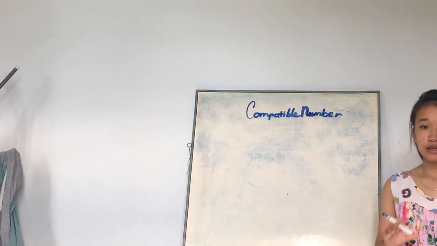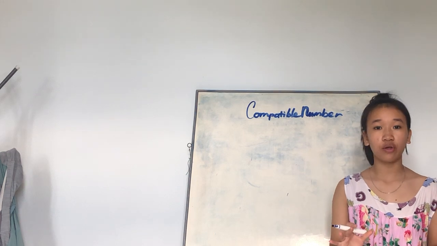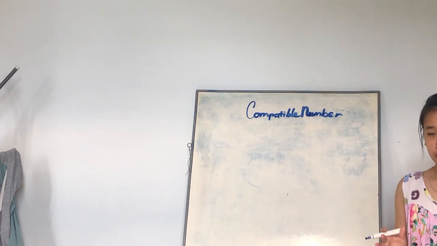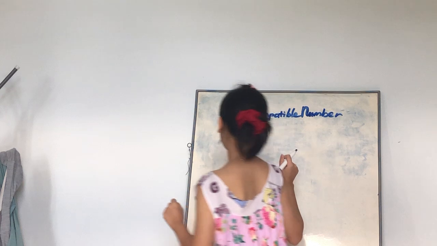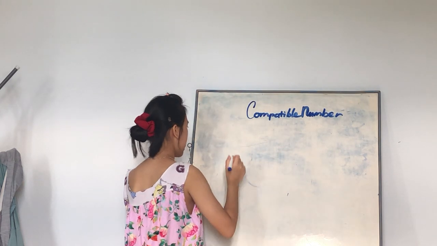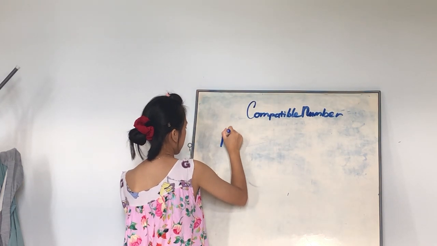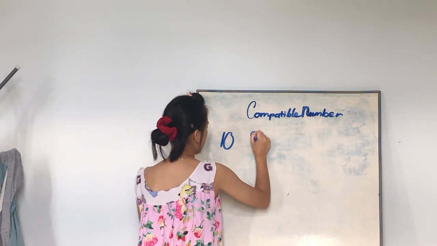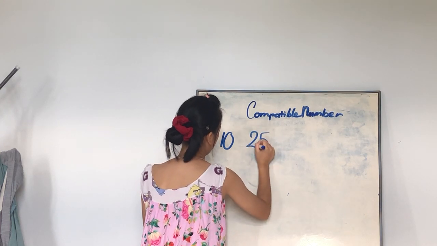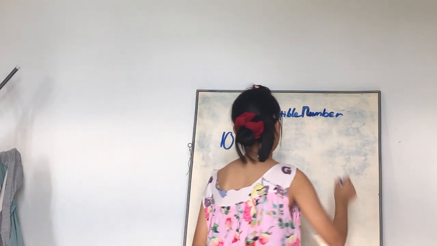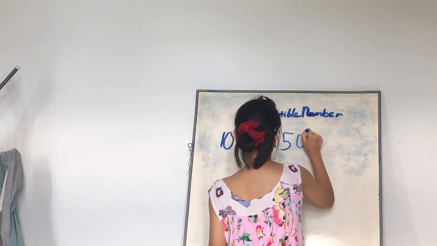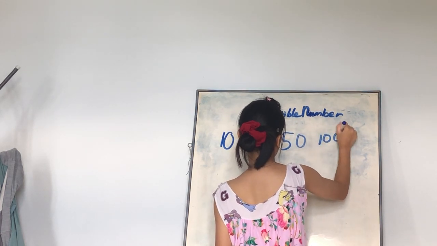My name is Phương, and today we're going to work with compatible numbers. We have four numbers today. First is 10, then 25, after that 50, and the last is 100.